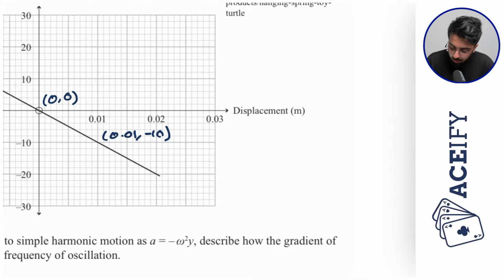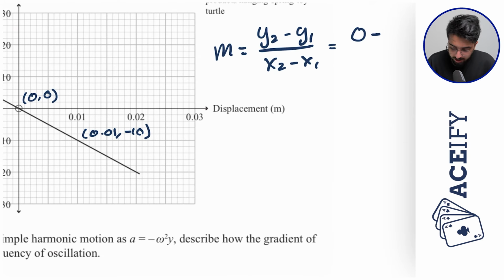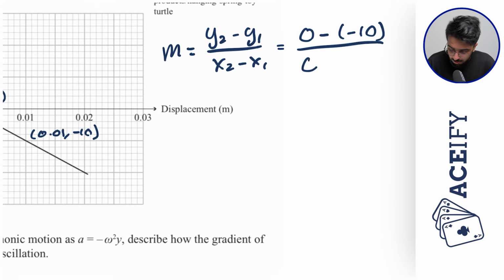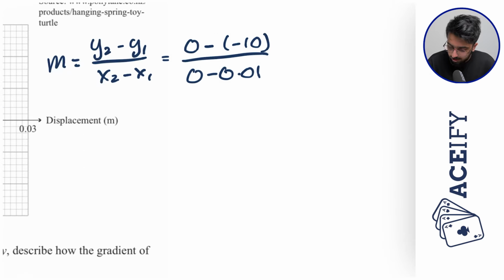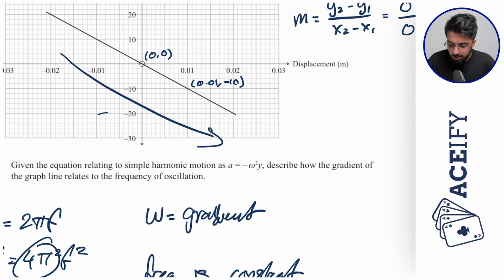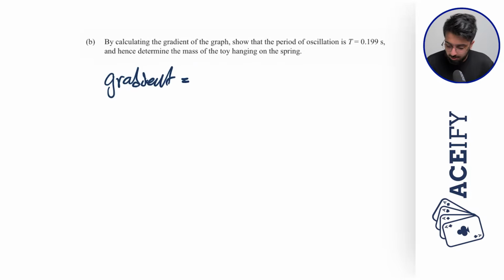And we know that the equation for the gradient of a graph is y2 minus y1 all over x2 minus x1. So therefore we have 0 minus negative 10 all over 0 minus 0.01. And that gives us a gradient of negative 1000, okay? And again, it's just negative because it's going down this way rather than going up this way. So therefore, we're just interested in the absolute value of that, so we can say our gradient is 1000, okay?